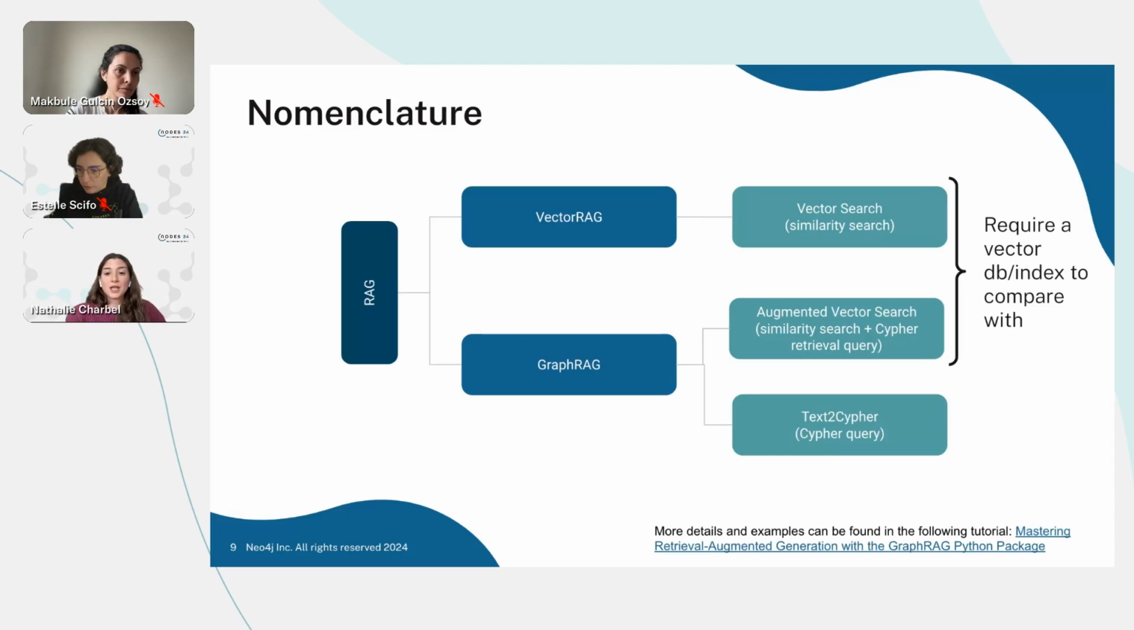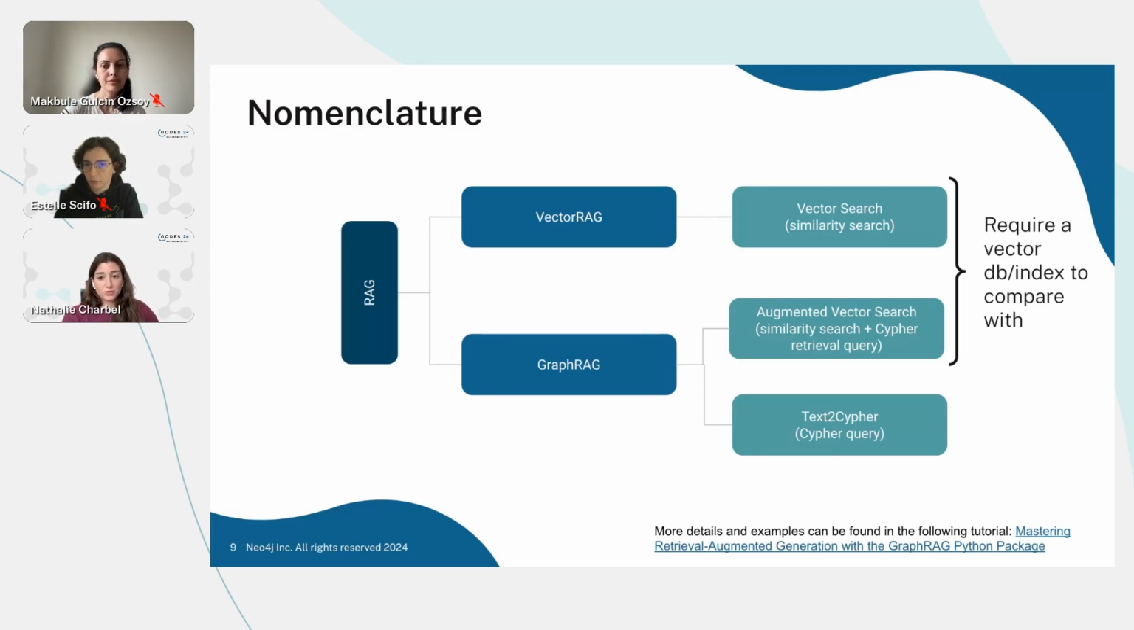In GraphRAG, you basically rely on the power of the graph and the relationships between the nodes to acquire information not only from text nodes, but also from the neighborhood, so from related nodes, thanks to the power of graph traversal. In this evaluation work, we used two different strategies for GraphRAG. The first one is augmented vector search.